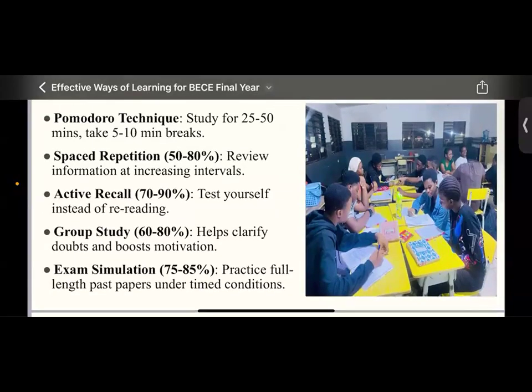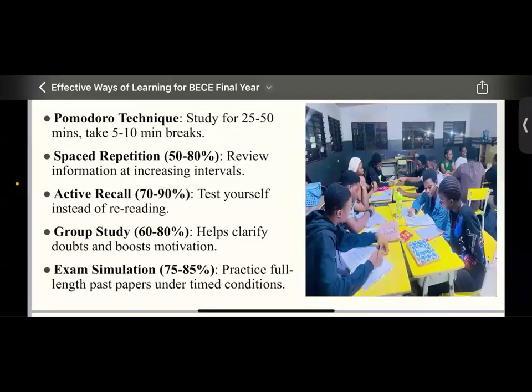Then spaced repetition. And this should be able to give you 50 to 80% retention rate. Review information at increasing intervals. So it could come in different ways. Sometimes don't force it. You can start from 10 minutes, 20 minutes at a sitting. If you are not used to that, then you increase it to 30, 40, 50, thereabouts. Then also, you can always review information at increasing intervals.